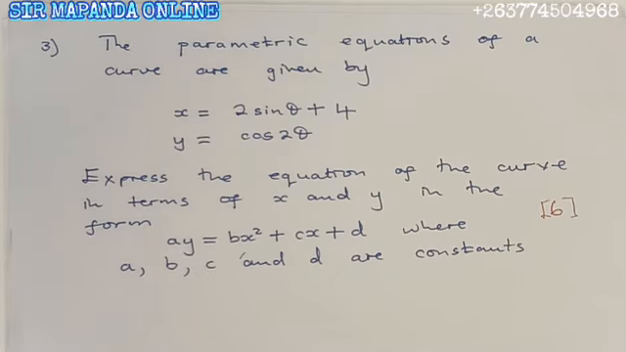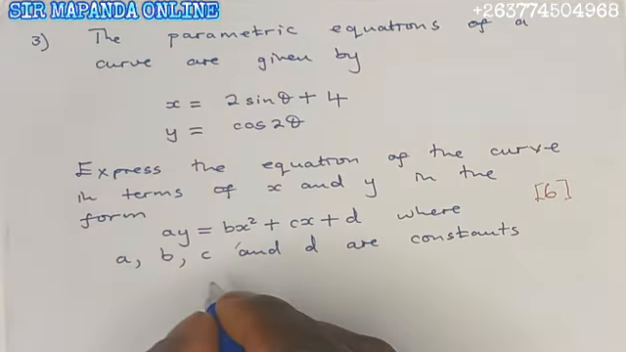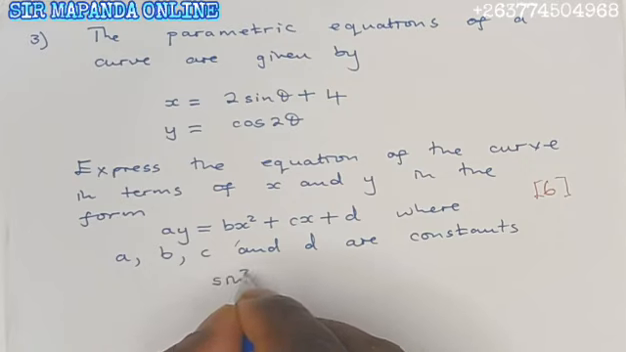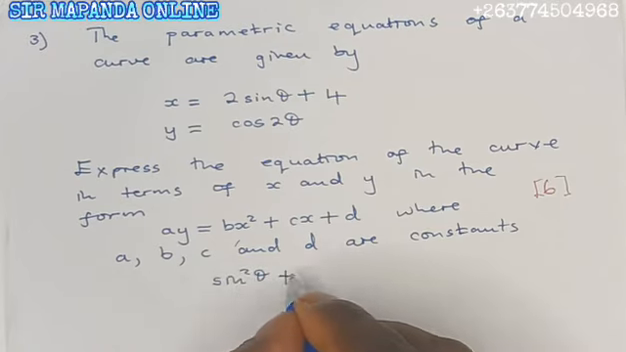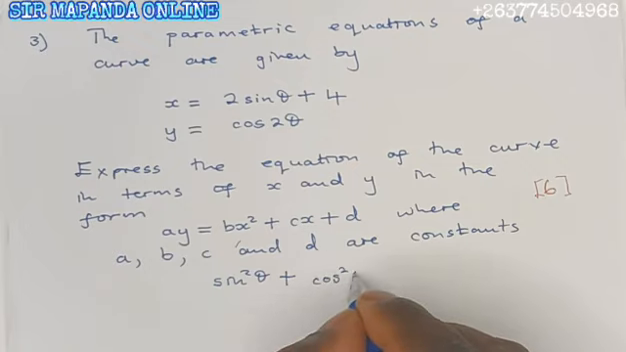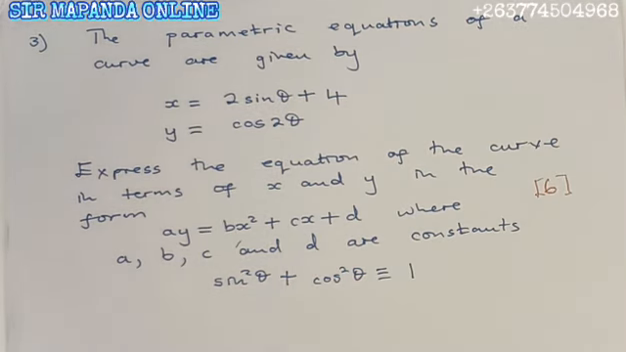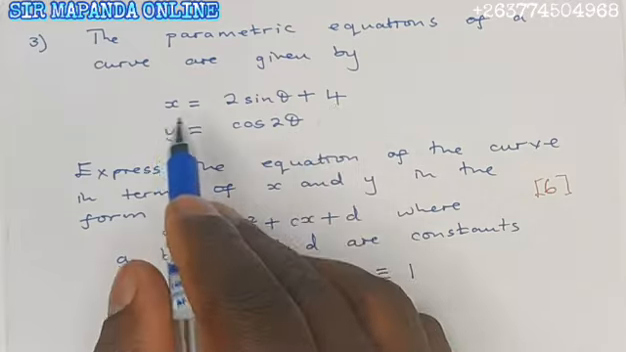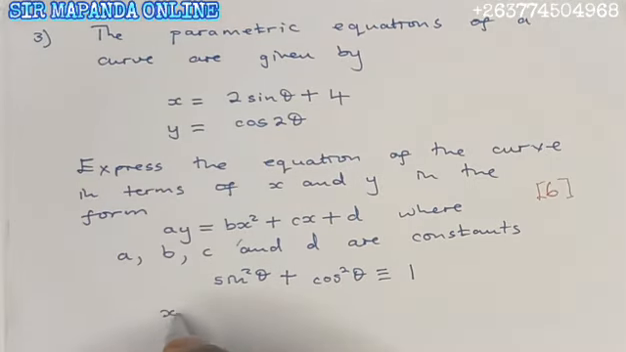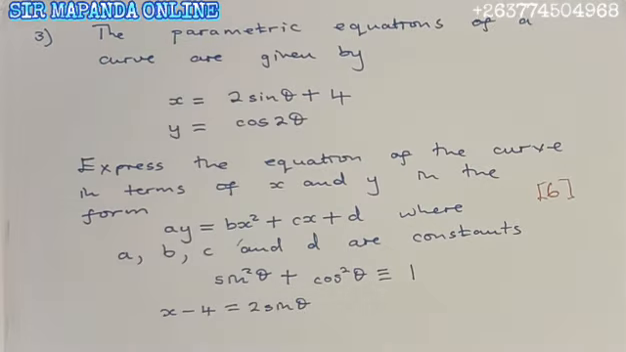6 marks, right? So for trig ratios, sine and cos, to formulate the Cartesian equation, you make use of sine squared theta plus cos squared theta is identical to 1. So it means I'm going to make sine theta the subject of the formula from the first equation. I'm going to move 4 to the left side. You get x minus 4 is equal to 2 sine theta.